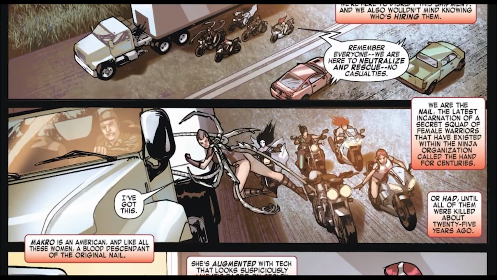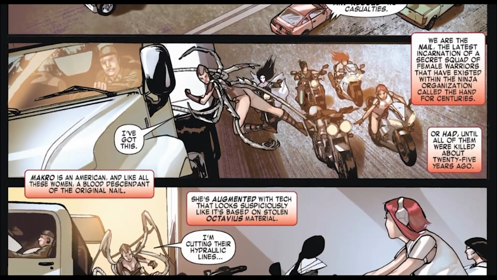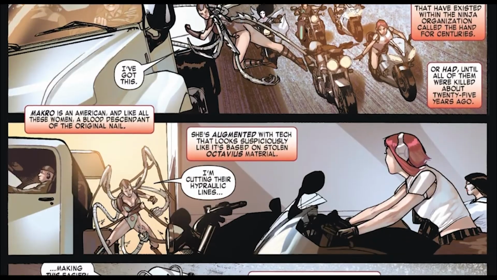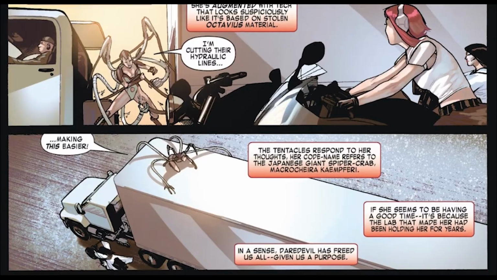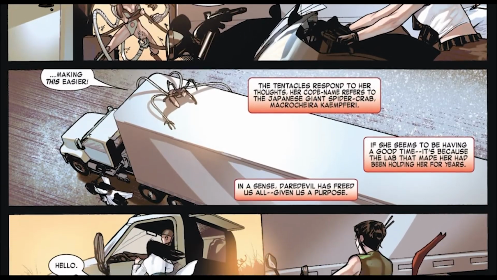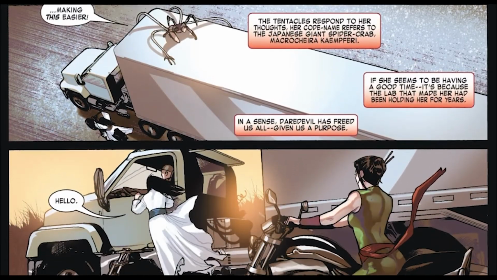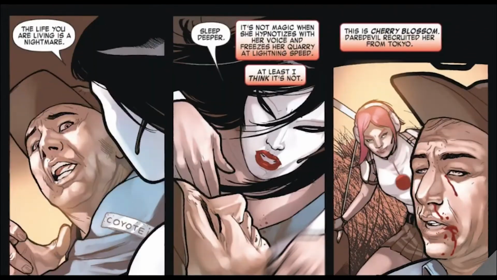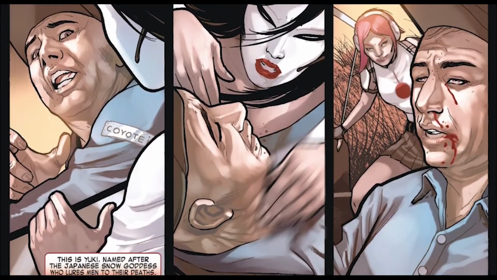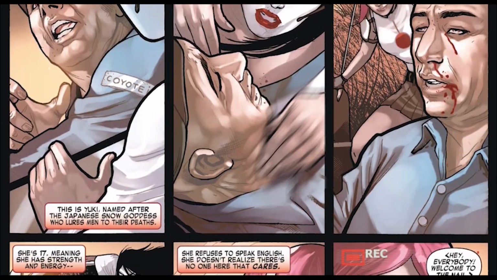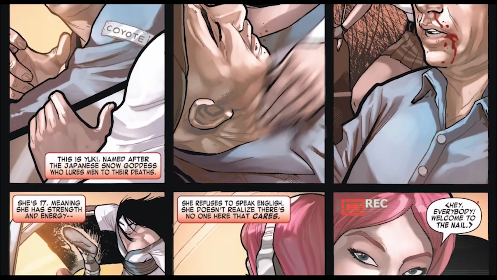Then we move on to Yuki. She's the one wearing all of the Japanese makeup and taking out the guards. She has the ability to hypnotize her enemies, and then we meet Cherry Blossom, just a young 17-year-old girl with, of course, red hair. But finally, we meet Black Lotus, who is basically the second best assassin on the team, but does not follow orders.